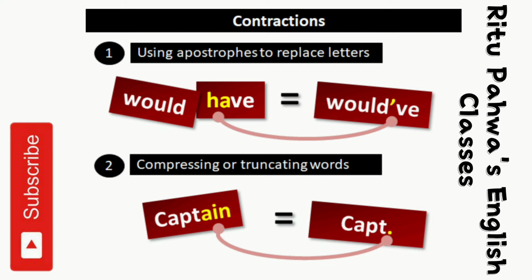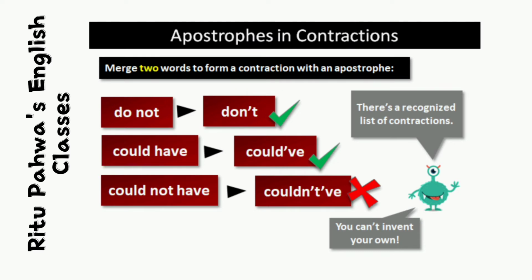Next example is captain. इसके लिए CAPTAIN, this is the word given to you, and when you have to make the short form that would be CAPT and dot. This is the short form. Sometimes we use the apostrophe and sometimes we use the dot to make a shortened version of any word. Would have, apostrophe would have, then captain ka CAPT dot.